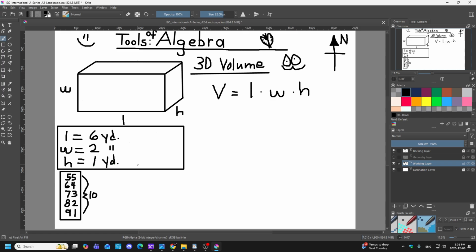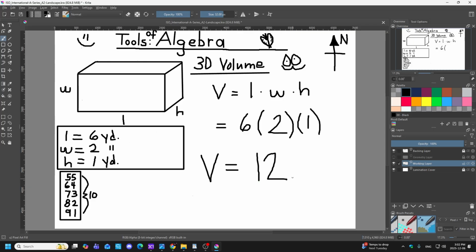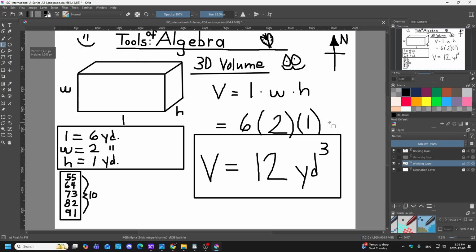All right. Substitute. Length is 6. Width is 2. And of course, any value multiplied by 1 is just going to be the same value. Our answer is 12 yards cubed. And that's it.